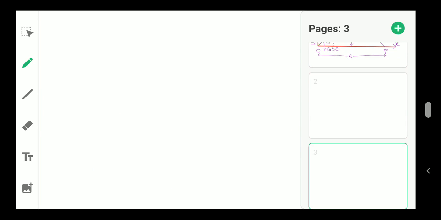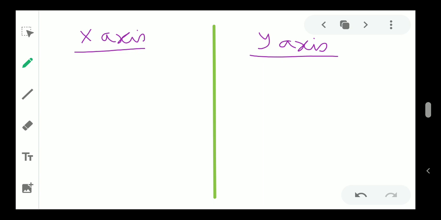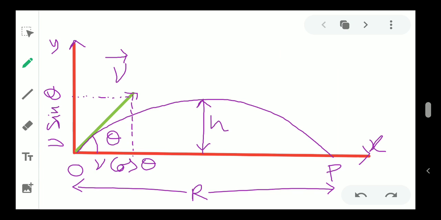Coming to the first one, I am writing two things here. I am not writing horizontal or vertical, instead I am writing x-axis and y-axis, so that you can understand which one is your vertical and which one is your horizontal motion. Let me talk first about the horizontal motion.